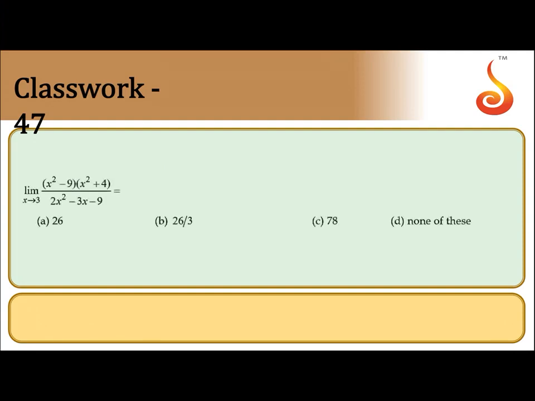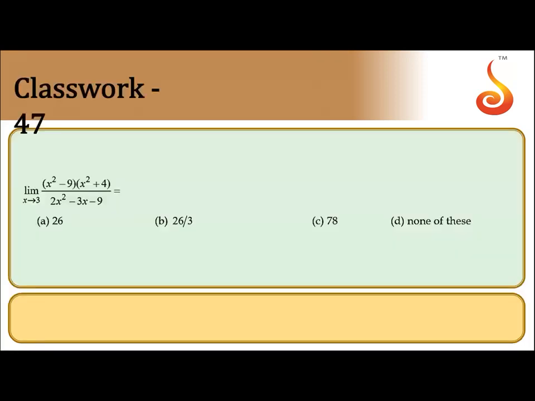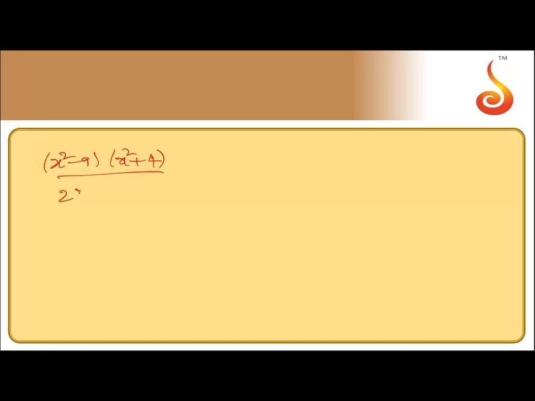Coming to the next one, limit x extending to 3 of (x square minus 9) multiplied by (x square plus 4) divided by (2x square minus 3x minus 9). Of course, as a limit value x extending to 3.